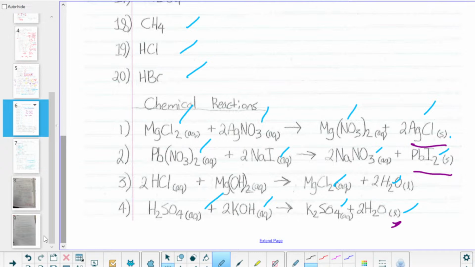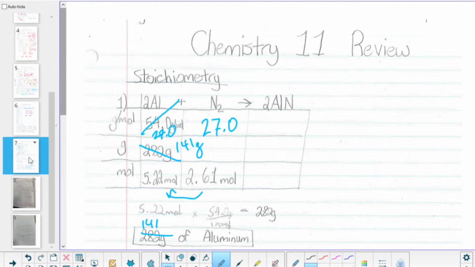Good. Excellent. Chemistry 11 review. There's a little bit of stoichiometry in this one. Same error happened here where because of the 2 in front, he doubled the molar mass. But other than that, it was done correctly.